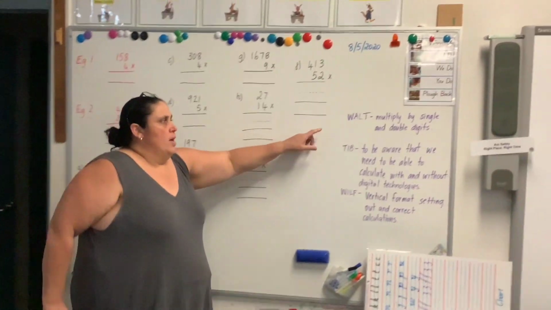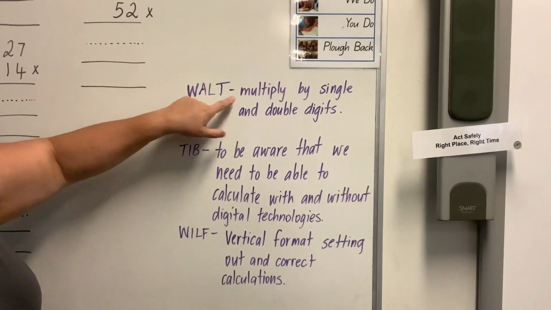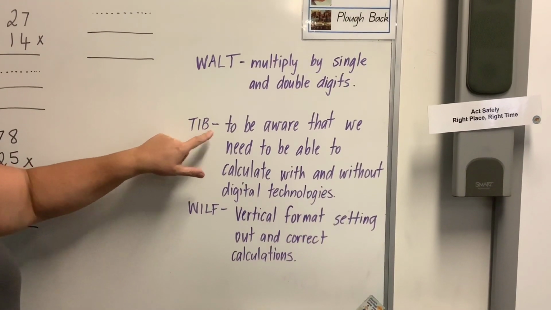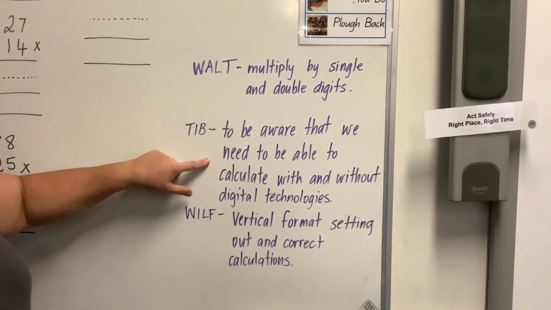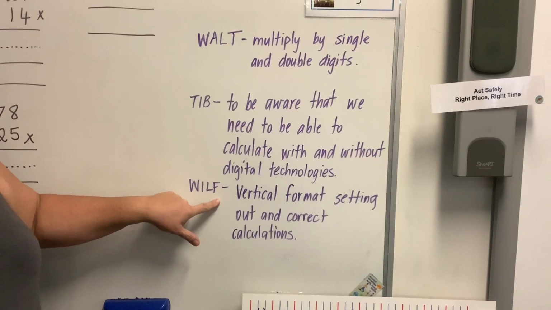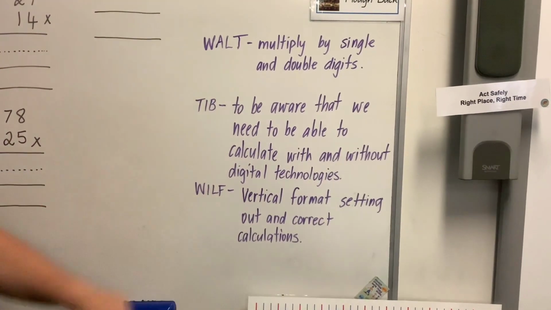As you can see, I have our WALT, TIB and our WILF on the board. WALT is what we are learning: to multiply by single and double digits. This is because we need to be aware that we need to be able to calculate with and without digital technologies. And what I'm looking for is a vertical format setting out and correct calculation.